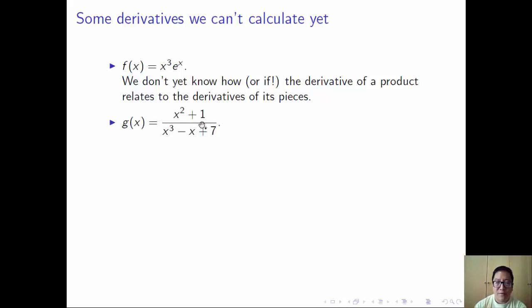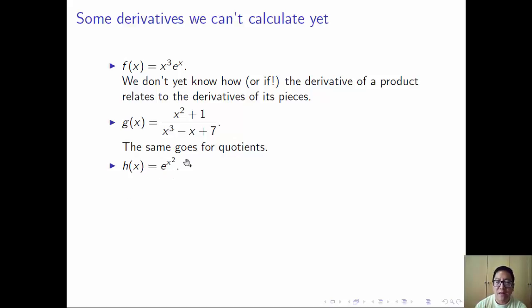Similarly, we know the derivative of x squared plus 1 through a process similar to the previous example, and we can calculate the derivative of x cubed minus x plus 7, but we don't know the derivative of g of x as being the quotient of the two. So the same goes for quotients. And here's the most interesting one.